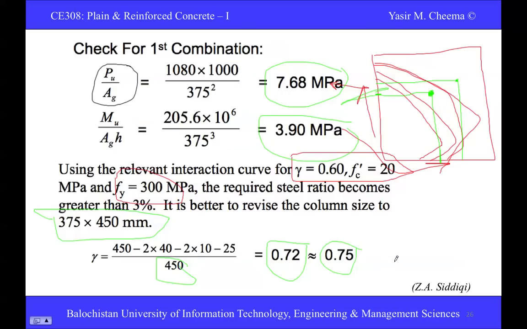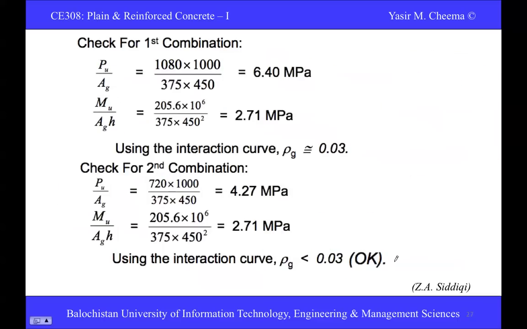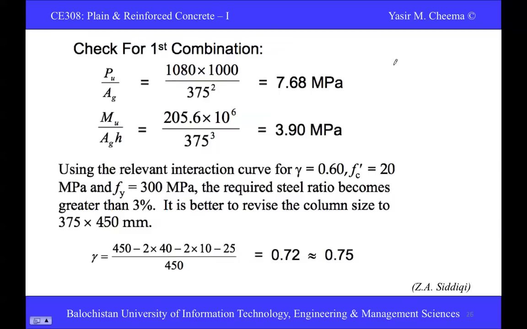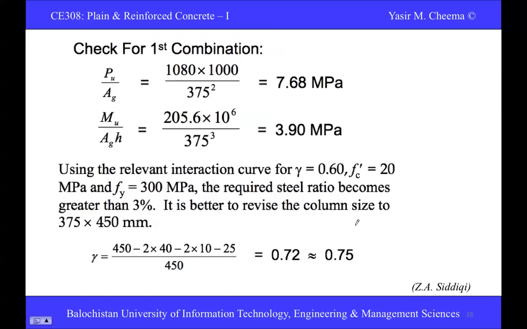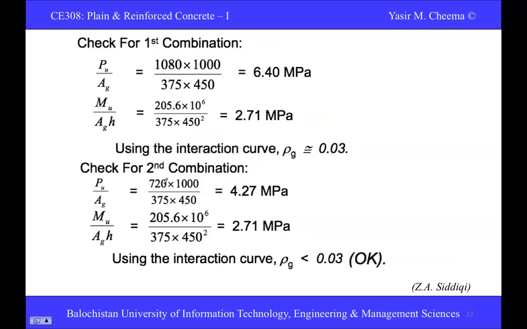So now we will decide based on this factor gamma. Here we again will check for the first combination using the same philosophy. We will be checking the column interaction curve. We will find the column interaction curve based on 0.75, based on fc prime, and based on fy. So based on these three factors, we will again decide which column interaction curve we have to use.